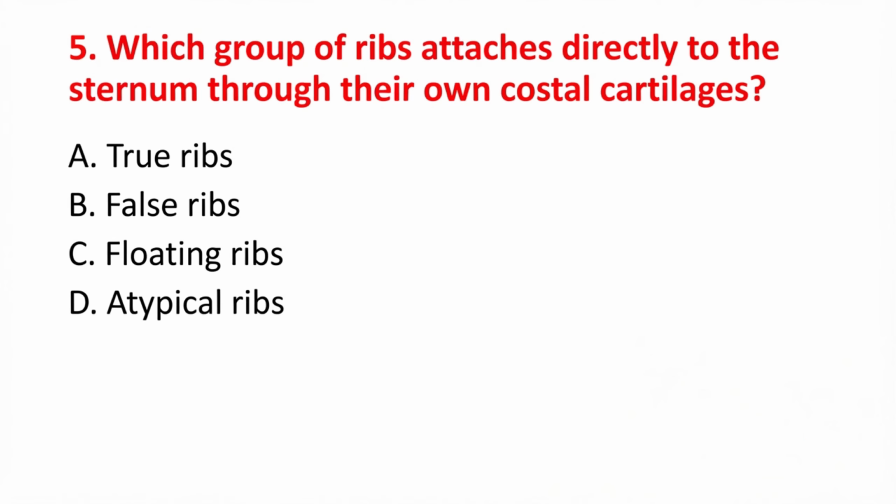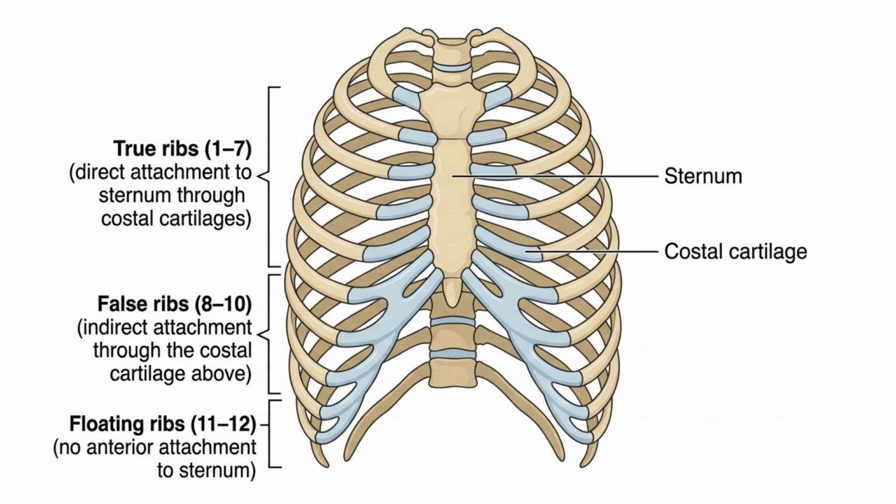Okay, the correct answer is A, true ribs. The true ribs are the first 7 pairs of ribs. Looking at the diagram, ribs 1 to 7 connect directly to the sternum through their own individual costal cartilages. This direct attachment is what distinguishes true ribs from false and floating ribs.